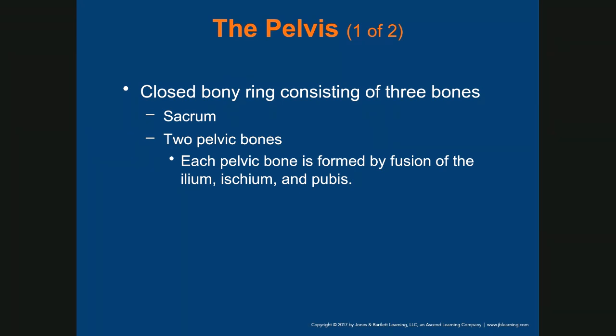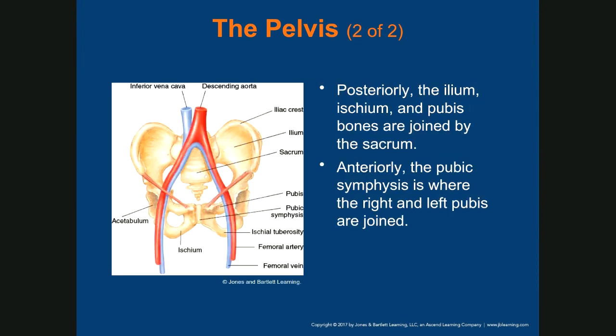The pelvic girdle consists of the pelvis and the lower extremities. The pelvis is a closed bony ring consisting of three bones: the sacrum and two pelvic bones. Each pelvic bone is formed by fusion of the ilium, ischium, and pubis. And there's a diagram that depicts that.